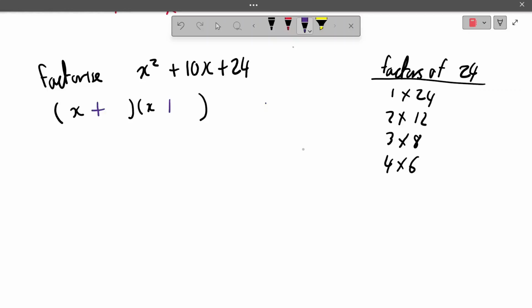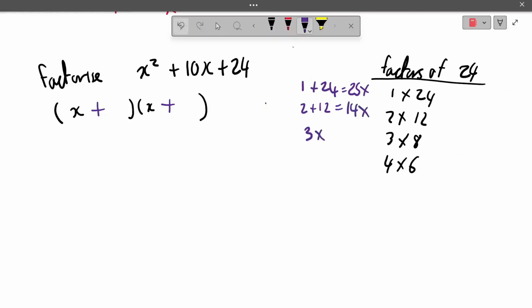So from that, I know that I need to have two positives, because a positive and positive is a positive. And then just go through different combinations. So, for example, 1 plus 24 is 25. Well, that's not what I'm looking for, because I'm looking for 10. 2 plus 12 is 14. I'm not going to get that one.